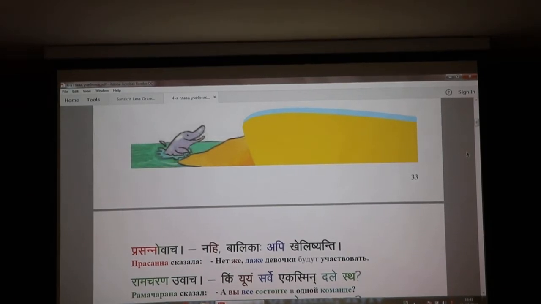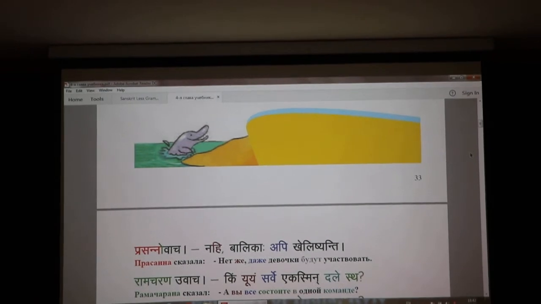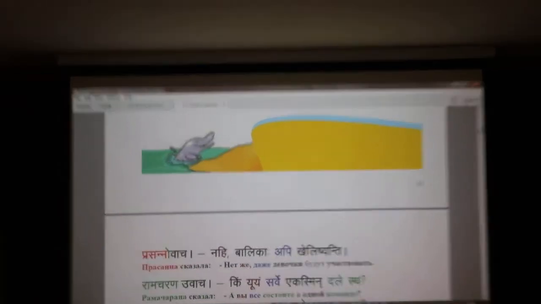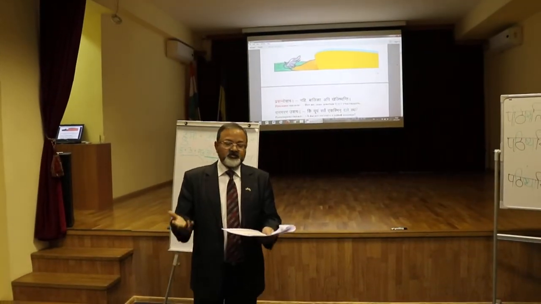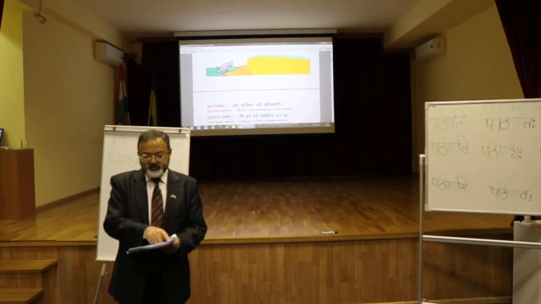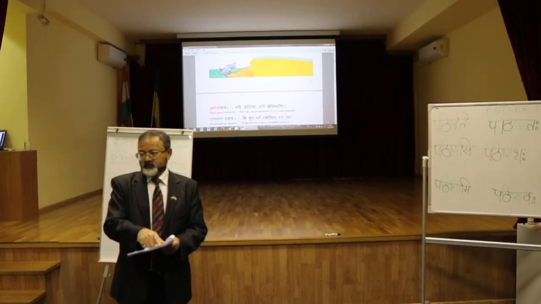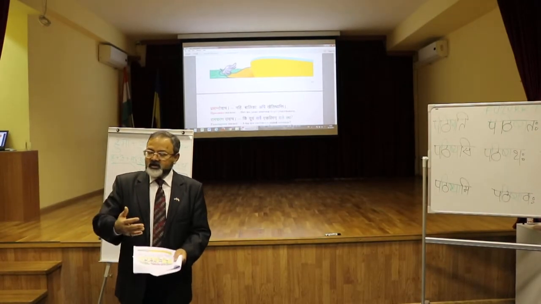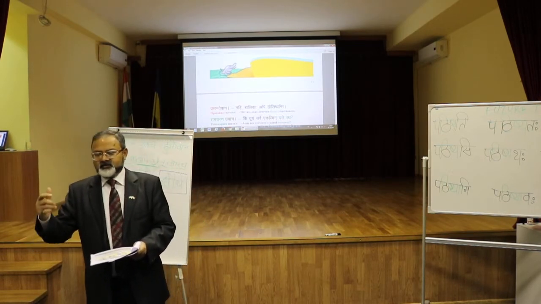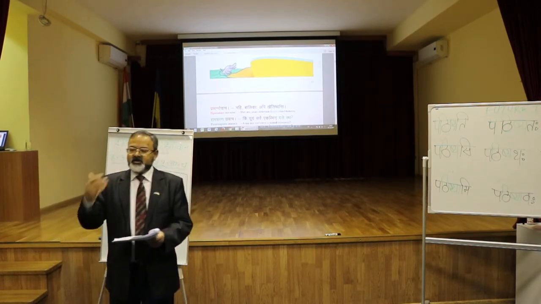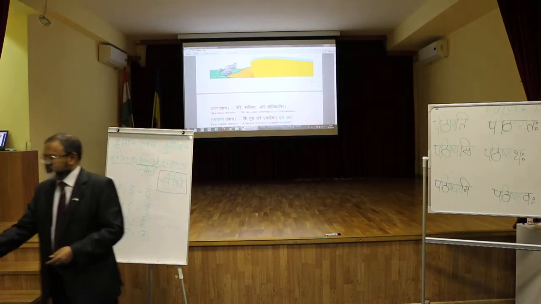Once again, you see the next person is Prasanna. That means it has to be a girl. Prasanna, any name in Sanskrit or Hindi, generally, I would say, which ends in A, has to be a lady's name. So, because it is prasannovacha, there is no other form but to imagine that it is prasanna plus uvacha. And the moment it means she is a lady, a girl. So, let's read this.